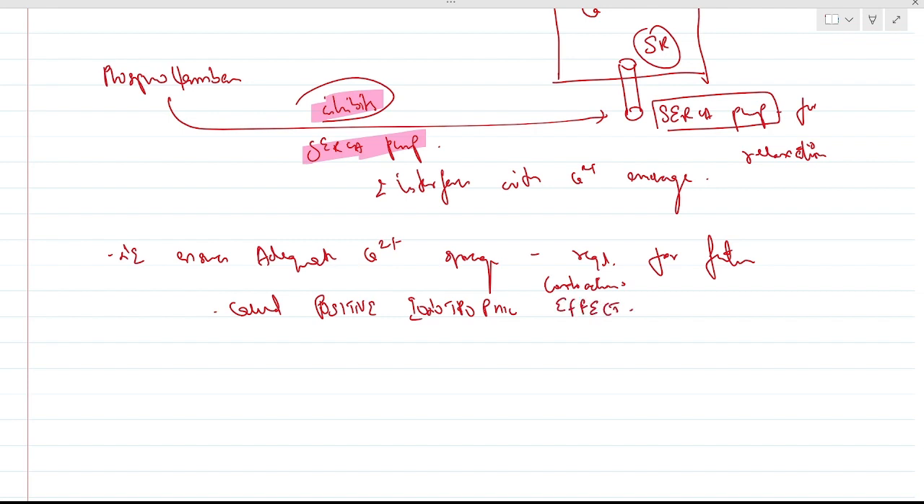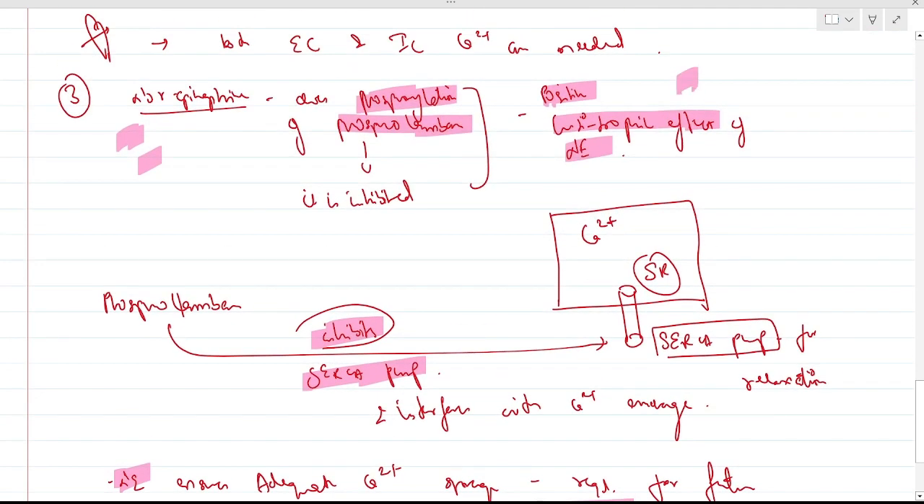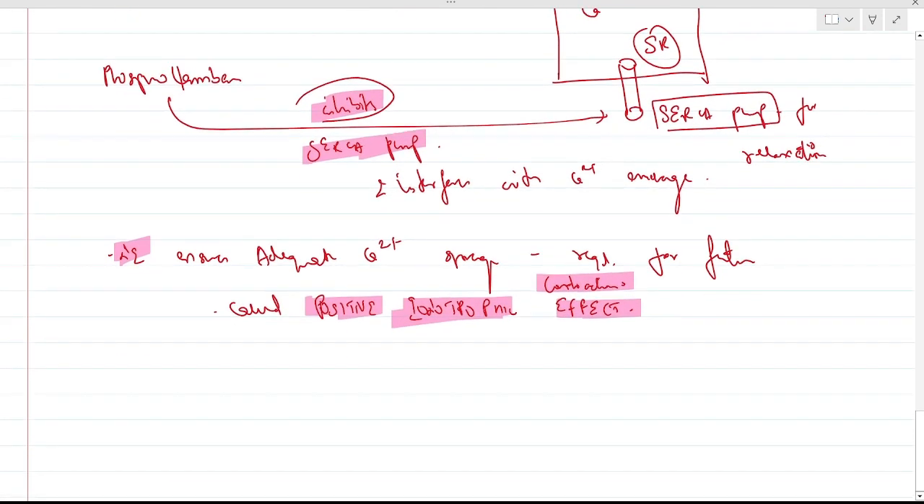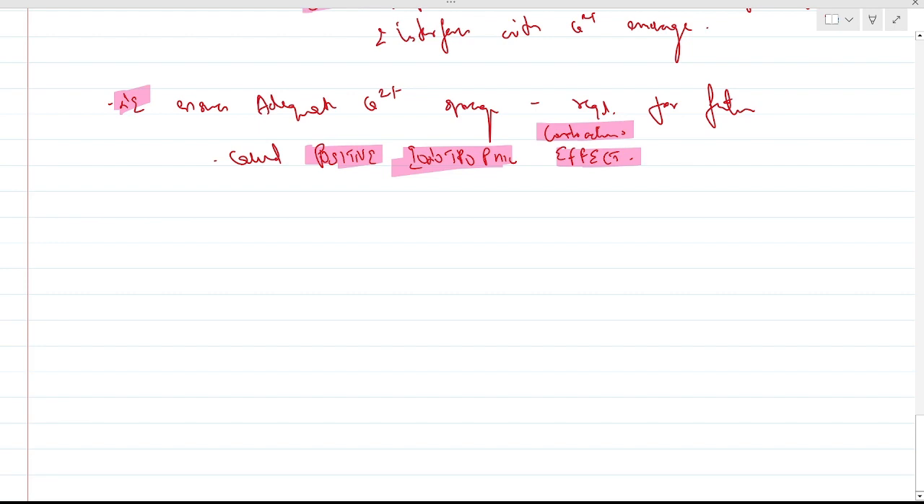What is this inotropic effect? We will discuss everything in detail in cardiovascular physiology. Don't worry. Just remember that it is the contraction. Contraction is an inotropic effect, and norepinephrine has a positive inotropic effect. Also a positive lusitropic effect, which inhibits the phospholamban that was inhibiting the SERCA pump.